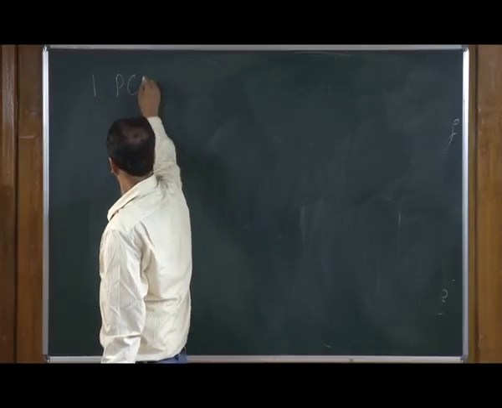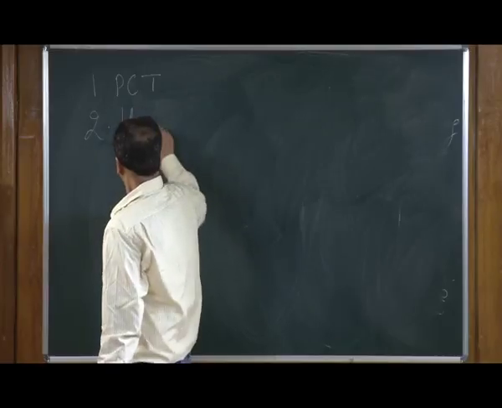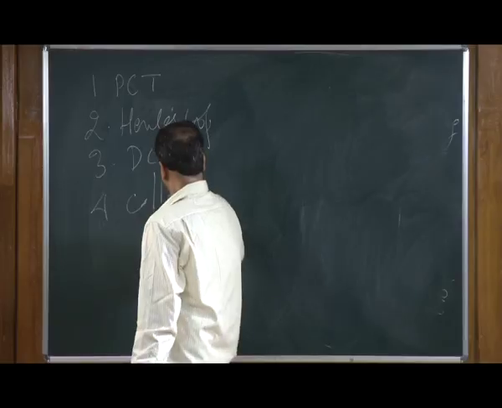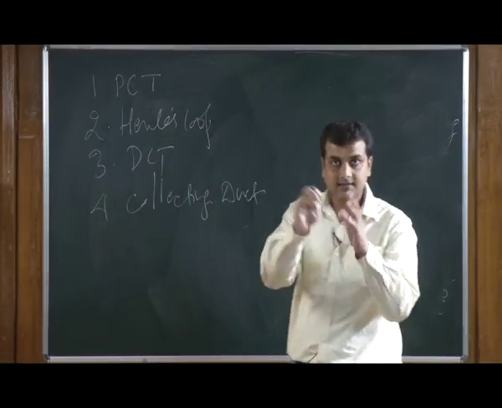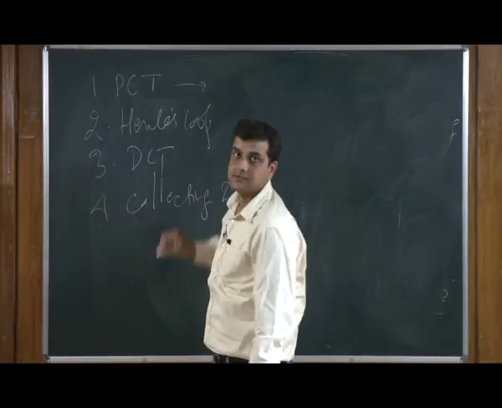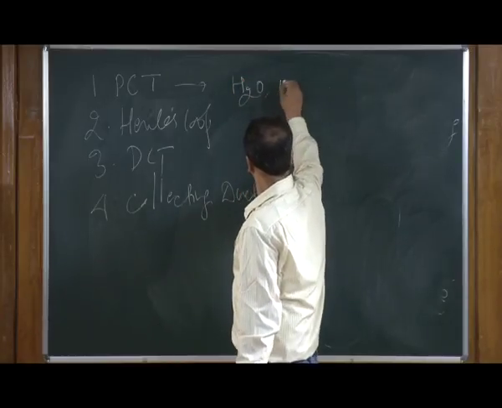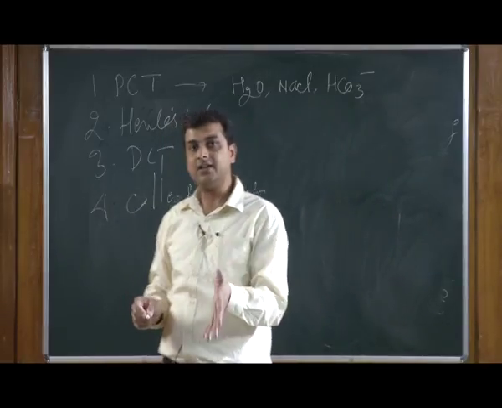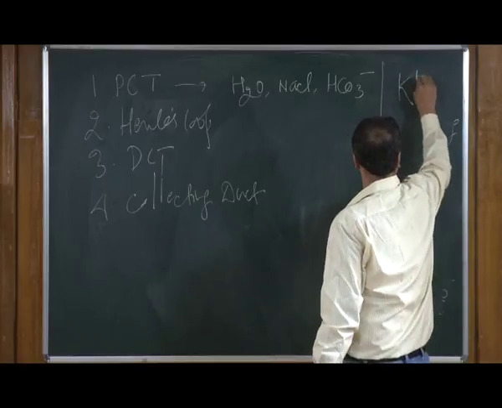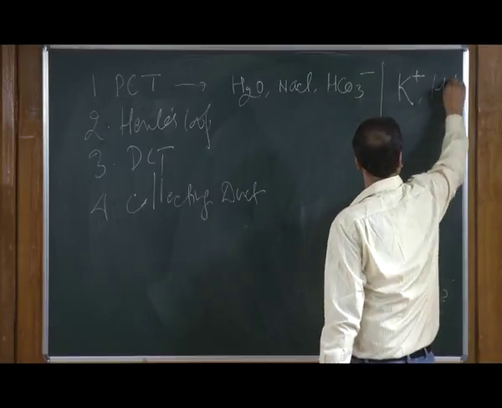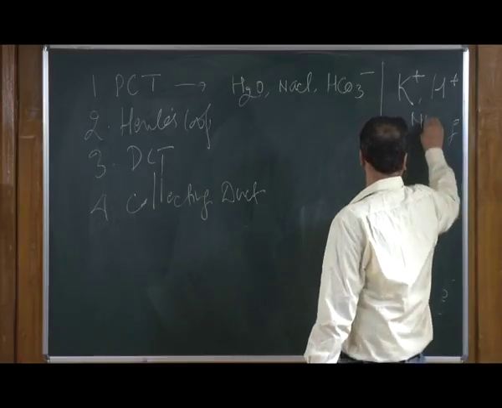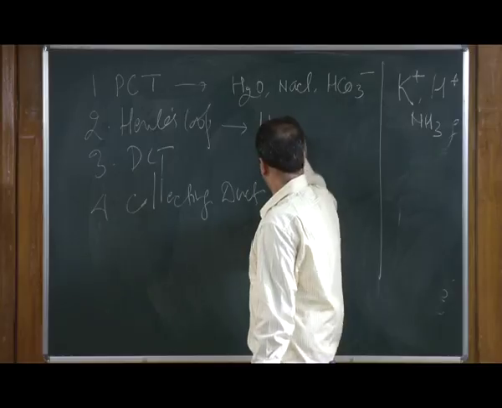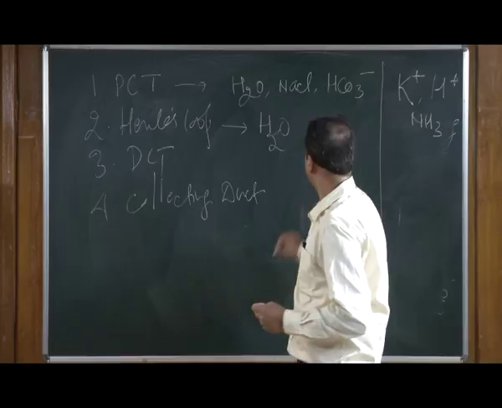Now if we start with the proximal convoluted tubules, the second part is Henle's loop, third is distal convoluted tubules, and the fourth is collecting duct. So these are the four ductal systems, and mostly the proximal convoluted tubules are involved in absorbing water, sodium chloride and bicarbonate ion, and there is secretion of two more important ions, which are K plus and H plus ion, and in addition we have ammonia. And in Henle's loop we have absorption of water from the descending limb, and from the ascending limb absorption of NaCl.